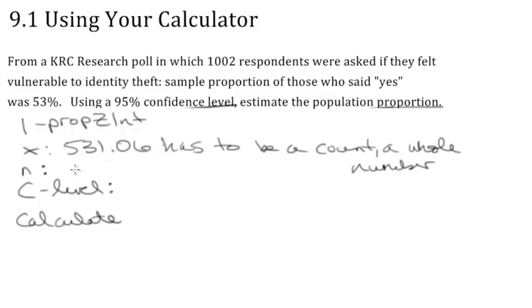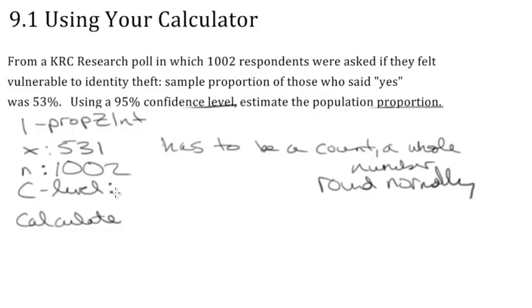So I can compute that it's 531.06, but I'm going to have to round. No breaking of the rounding rules here, round normally. So what's actually going to go in that space on my calculator is going to be 531. It rounds down quite nicely. Number of people asked was 1,002. My confidence level, this has to be written as a proportion, 95%, and then I go down to calculate it, I highlight it, and I hit enter.